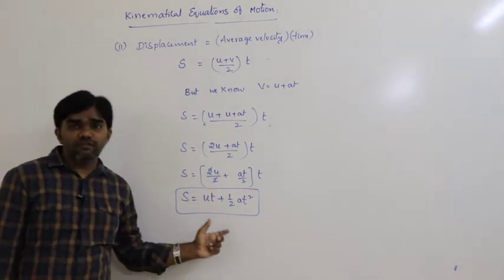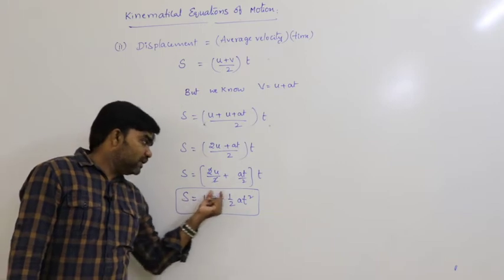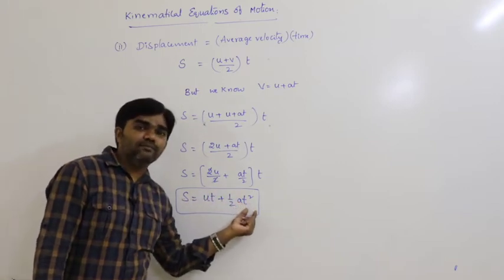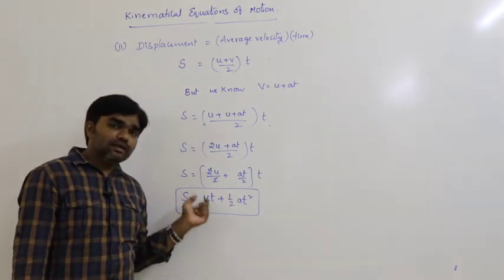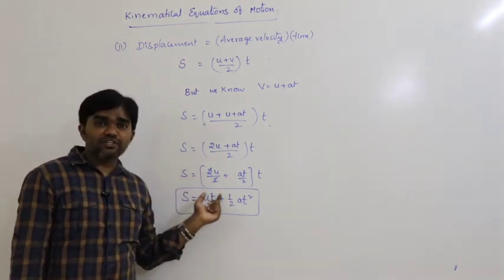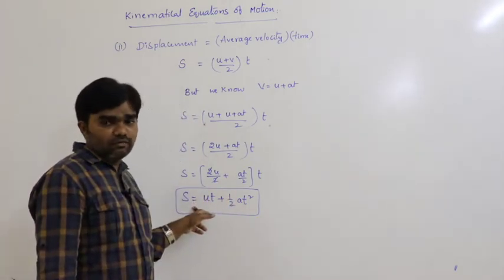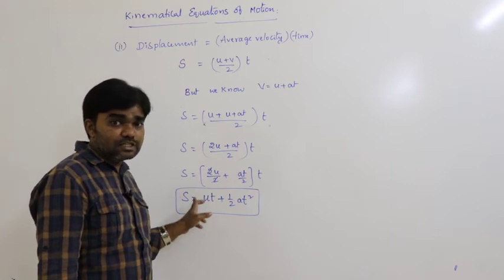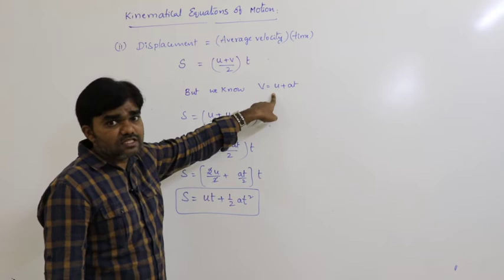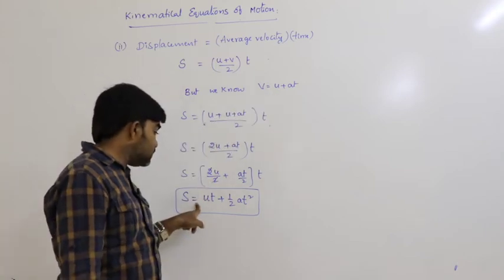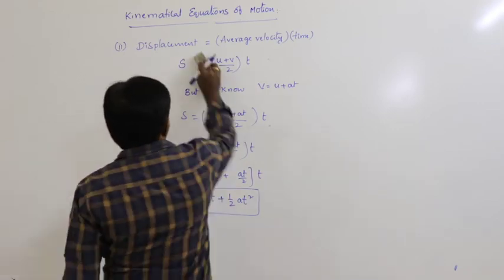When can we use this equation? S means displacement. Displacement is a function of the time. S equals UT plus half AT square. That means displacement is a function of time. In that situation we can use this equation, displacement as a function of time. Previously, that was velocity as a function of time, and this is displacement varying with time. Next, third equation.